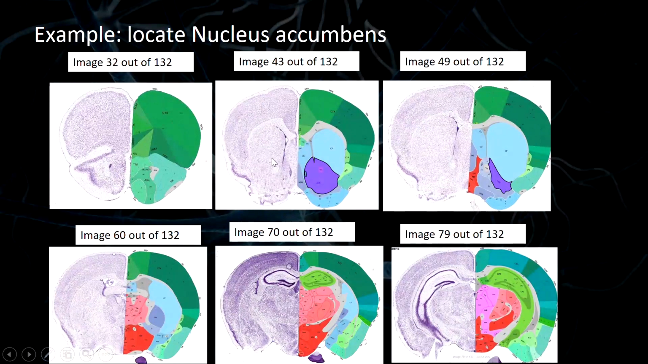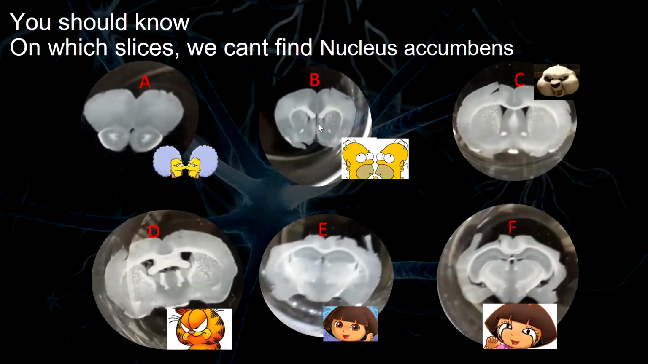The nucleus accumbens really doesn't have a distinct edge around it, so you have to use the brain atlas to roughly estimate where the edge is. So on these slides, you know where to find the nucleus accumbens. This one we don't, this one we don't, this one we don't. And we will find a nucleus accumbens around the ACO, somewhere in here. And if the image looks like a Kung Fu Panda's face, the nucleus accumbens is somewhere in here.